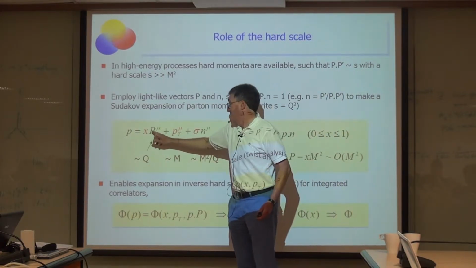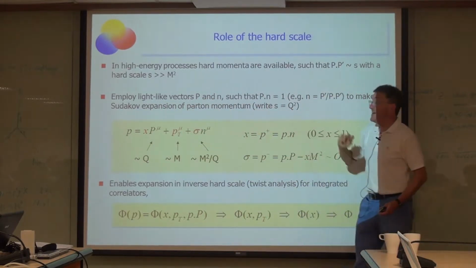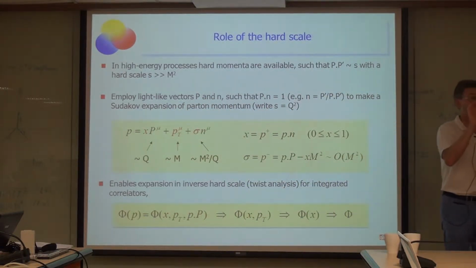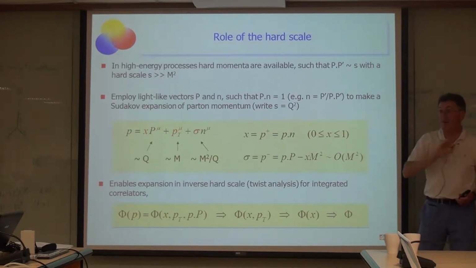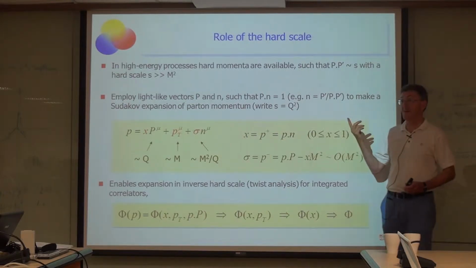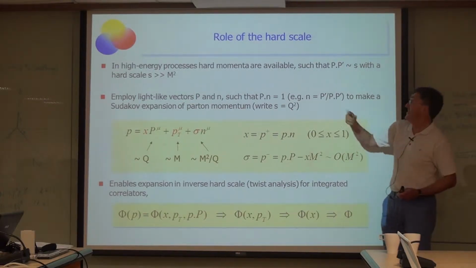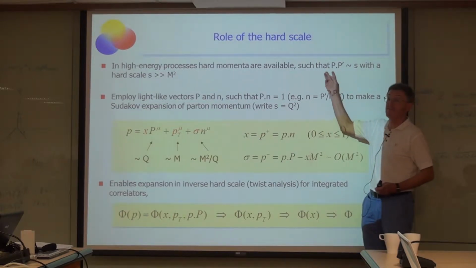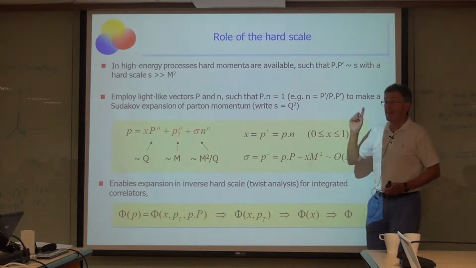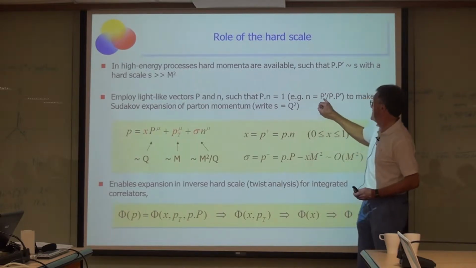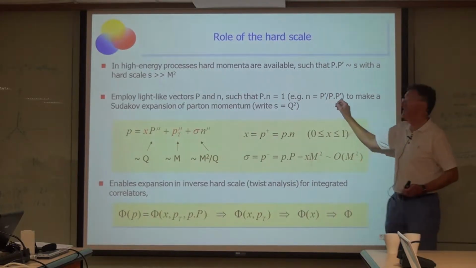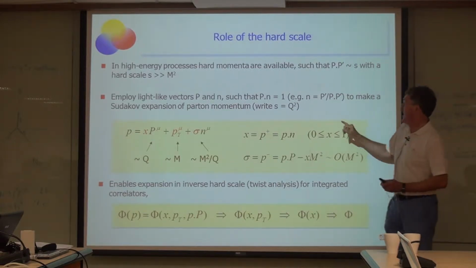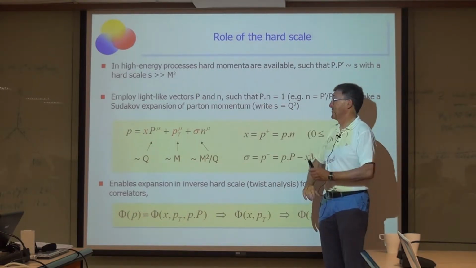Now, if you have P, then in any hard process for a given light-like vector P, which corresponds to one of the hadrons coming in or going out, because all hadrons are treated as light-like directions, there is usually available in the hard process another vector, P prime, which has the property that it's hard with respect to P. That vector can always be used to define an n vector, which is also light-like, and which is P prime divided by P dot P prime. So this is n, and it has the nice property that P dot n is 1.